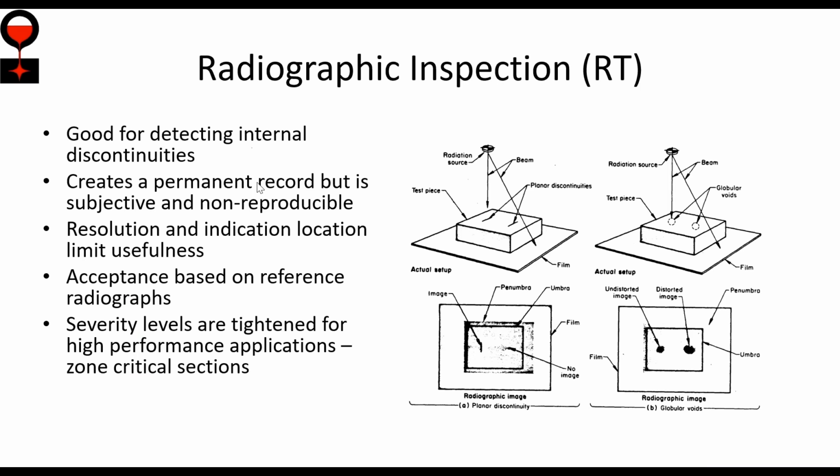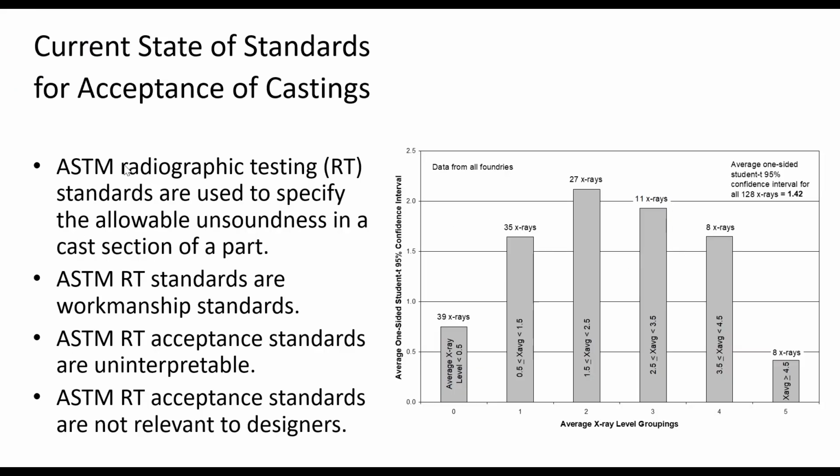Radiography, everybody likes to take x-rays. The reference x-rays aren't very definitive in terms of being able to be evaluated, but they are the current standard. We actually did a gauge R&R on the RT standards, and you can see that at level 2, 3, and 4, you're at over plus or minus 1.5 for the 95th one-sided confidence interval. And so basically, this is really a subjective standard.